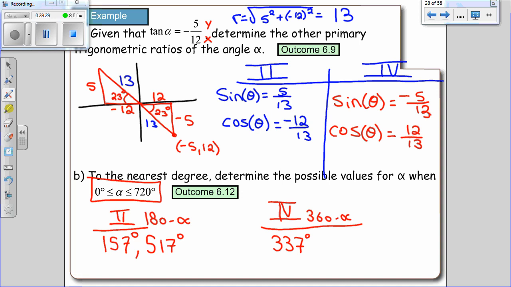It also means I can't go backwards, right? So if I did 157 minus 360, I wouldn't be in between 0 and 720. So you have to have general solutions or coterminal angles that fit in your restrictions. If there wasn't any restrictions, let's say on a test, that's when your answer would have to be the general solution.